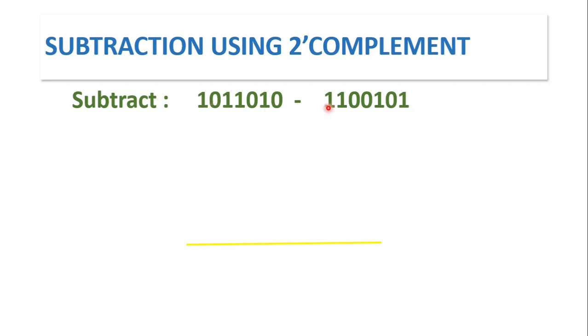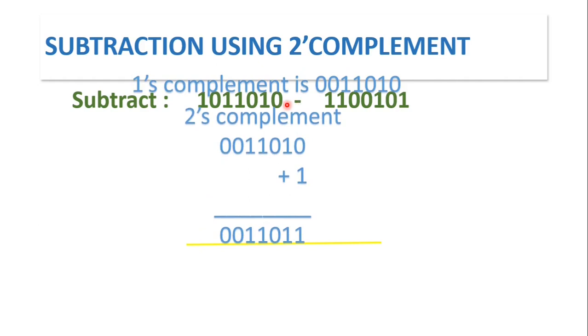So first we have to calculate the binary, then we have to check the number of bits in both the numbers. The number of bits in both the numbers are equal, so we'll write this number as it is, and then we have to calculate the 2's complement of the number which has a negative sign. So 1's complement of this number would be 0 0 1 1 0 1 0. To calculate the 2's complement, we have to add 1. When we add 1, we get the answer 0 0 1 1 0 1 1. So now we'll add this number and we would add 1 0 1 1 0 1 0.